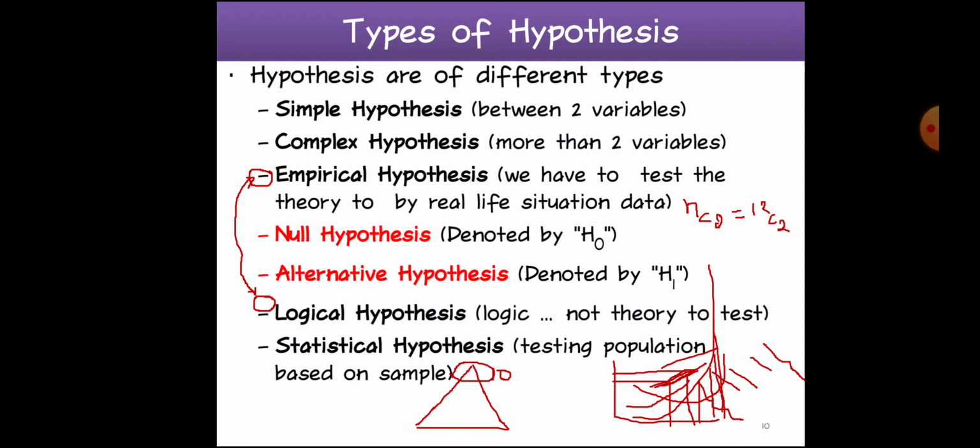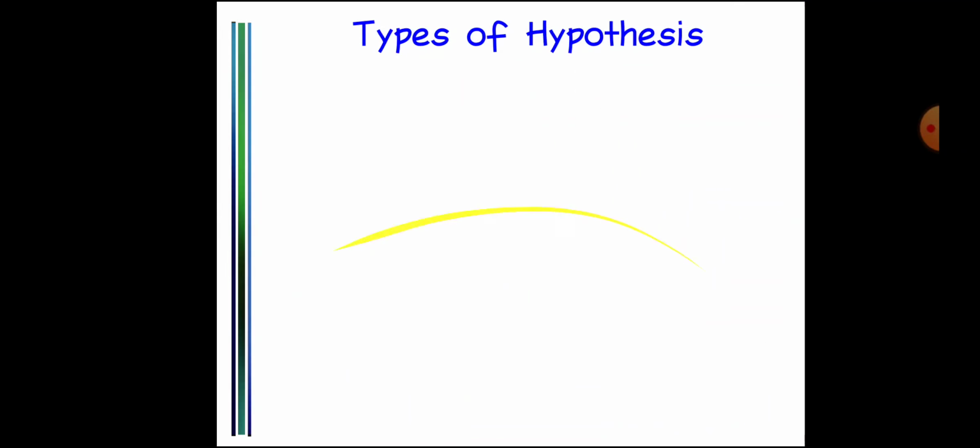Hypotheses are of different types. Simple hypothesis: between two variables. Complex hypothesis: more than two variables. Empirical hypothesis: we have to test the theory with real life situation data. Null hypothesis denoted by H0, alternative hypothesis denoted by H1. Logical hypothesis: logic, not theory, to test. Statistical hypothesis: testing the population based on a sample.